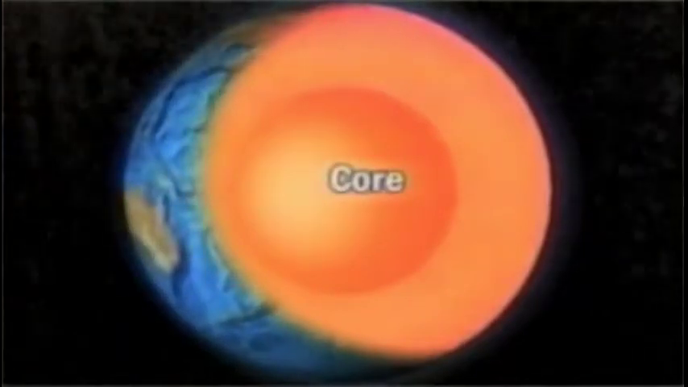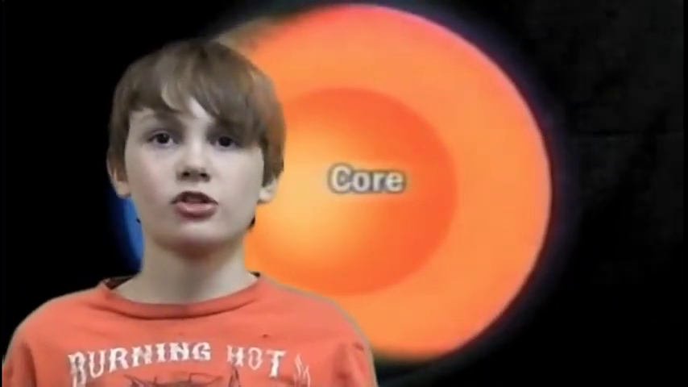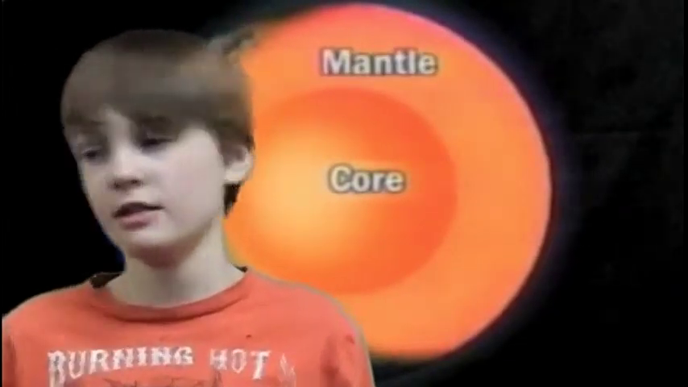Inside Earth. Inside Earth is 4 layers of molten magma. Each layer has more pressure toward the core. The core is the hottest part of the Earth. The temperature is 13,000 degrees Fahrenheit.